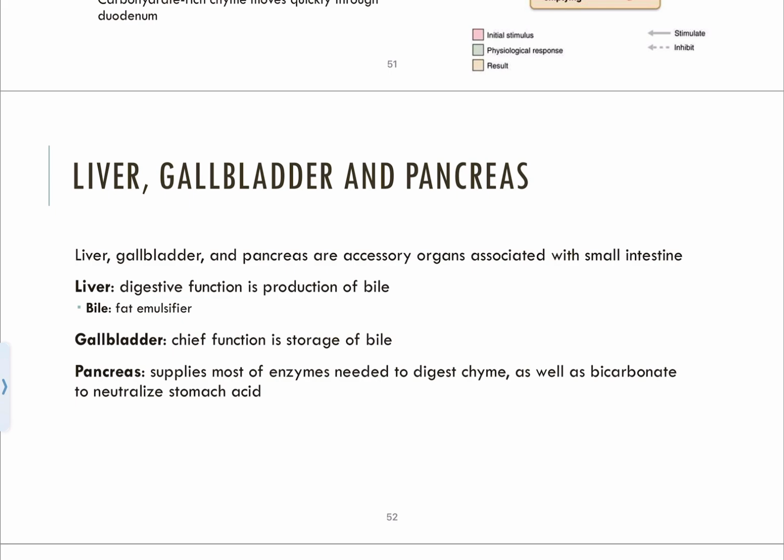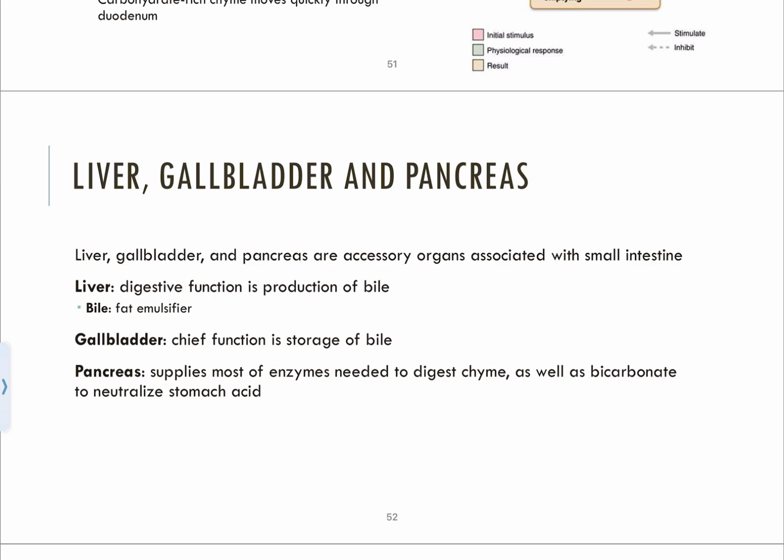If we're talking about the liver, the liver has tons of metabolic and regulatory roles, but we're really just going to focus on the digestive function of the liver for this chapter. And its digestive function is really for producing bile that's going to be exported to the duodenum, or that first part of the small intestine. What is the function of bile? Bile is a fat emulsifier, meaning that it's going to help break up fats into smaller particles to make them easier to digest.